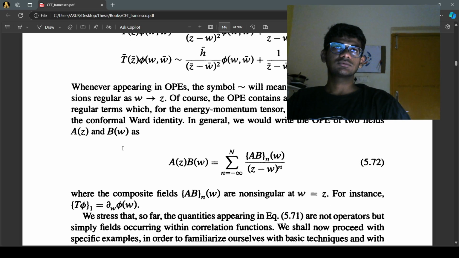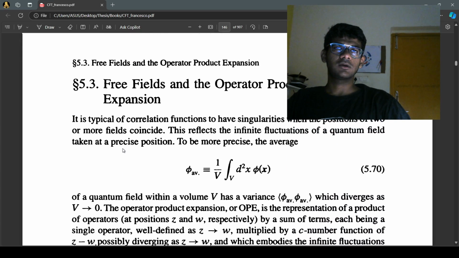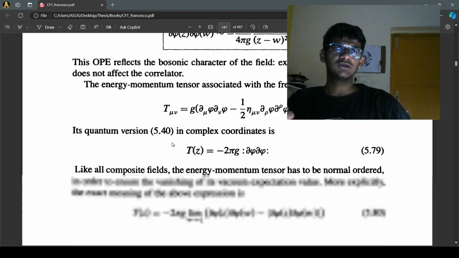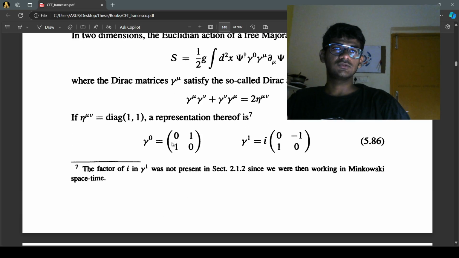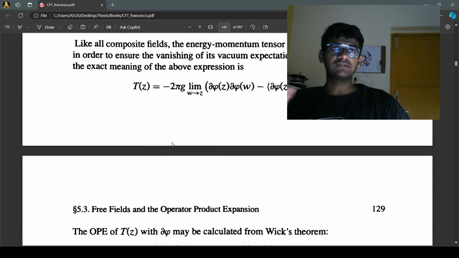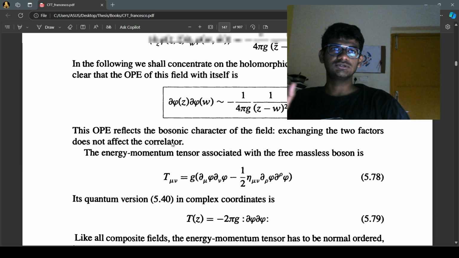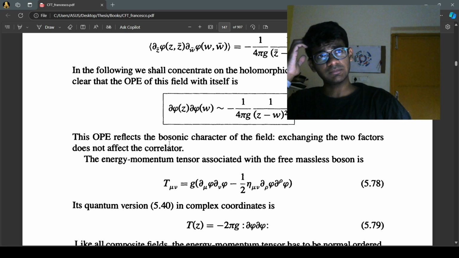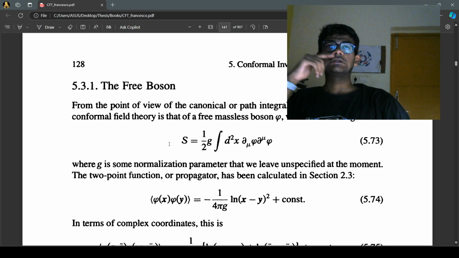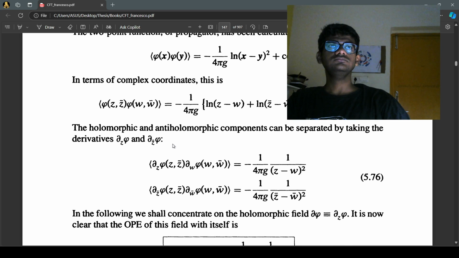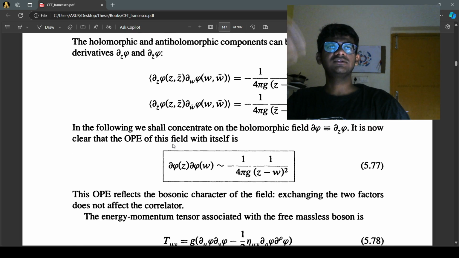So we computed, I've gone through the calculations for the free boson, free fermion, and the ghost system. Free boson involved an explicit path integral computation, which was actually not done here, but it was a part of the second chapter, I suppose. So I need to learn how to do that.